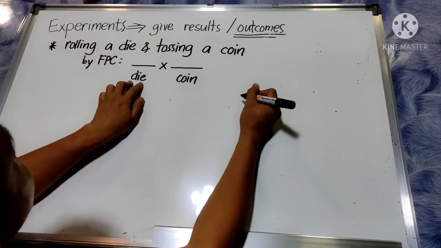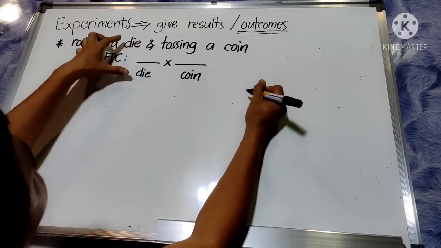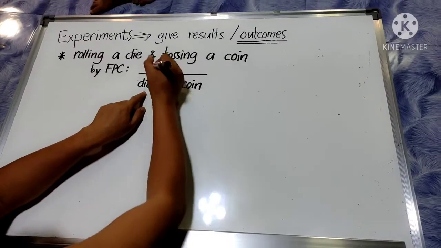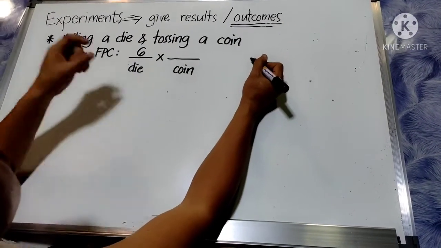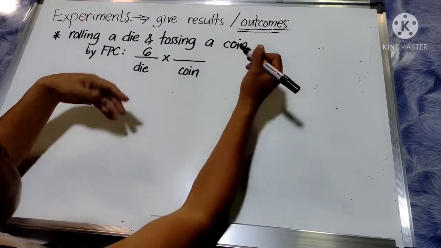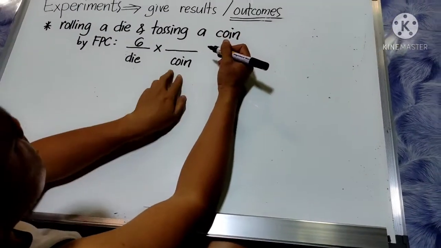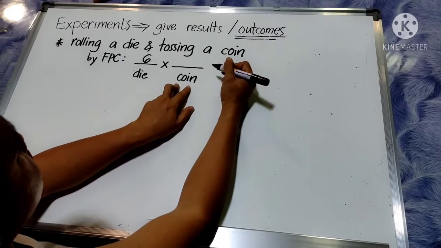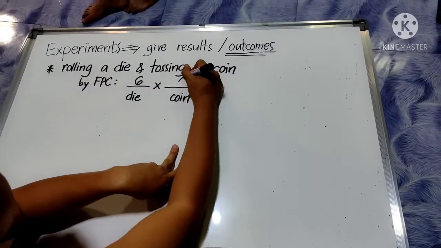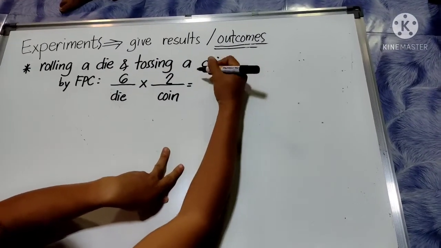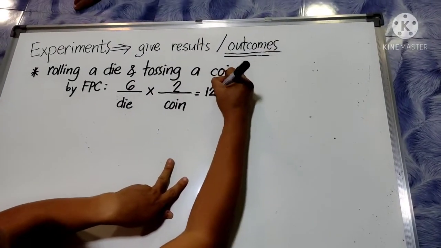How many possible outcomes are there in a die? So, a die has 6 possible outcomes. And what are the 6 possible outcomes? 1, 2, 3, 4, 5, and 6. And how many possible outcomes are there in tossing a coin? 2. And what are these? Head and tail. So, 6 times 2 is 12.